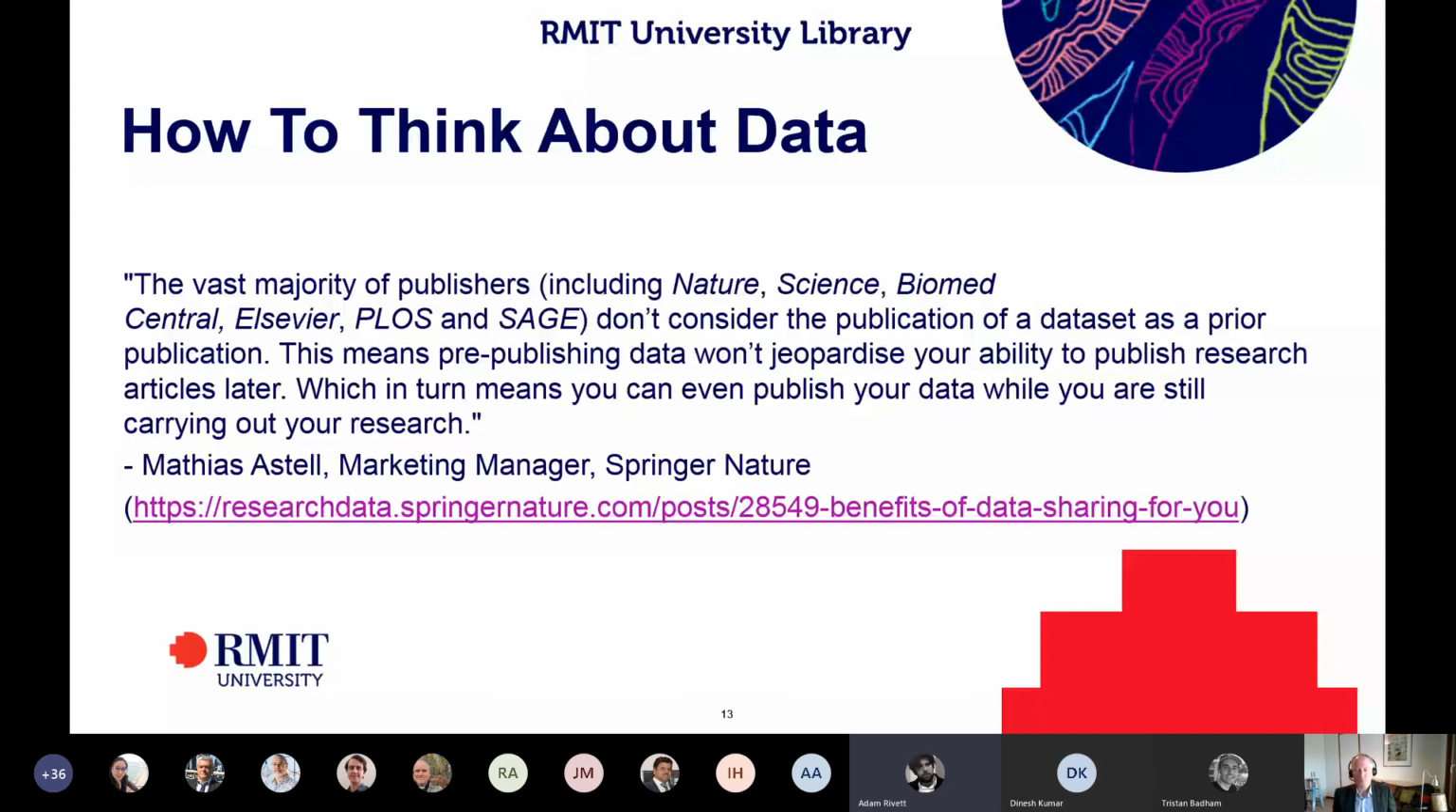But this quote from Matthias Astel, the marketing manager of Springer Nature, where he says, the vast majority of publishers, including Nature, Science, Biomed Central, Elsevier, Public Library of Open Science, and Sage, so some pretty big hitters there, don't consider the publication of a data set as a prior publication. This means pre-publishing data won't jeopardize your ability to publish research articles later, which in turn means you can even publish your data while you are still carrying out your research.